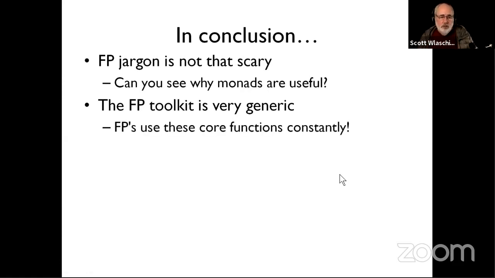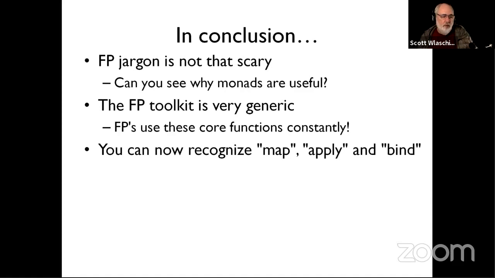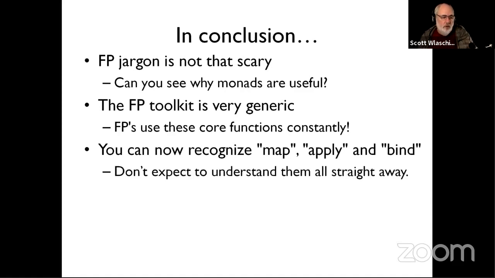So these 11 or 12 functions we use over and over again in functional programming once you understand how they work. So map, apply, bind, hopefully when you see them now, you'll understand what they're being used for. And as I said, you can't understand this all straight away, it's just too much. But hopefully it demystifies them a little bit.